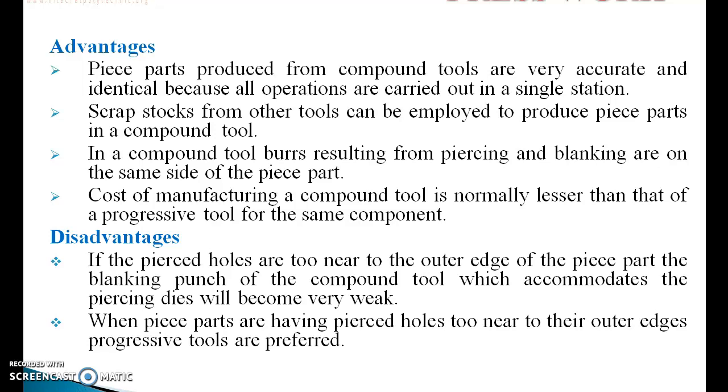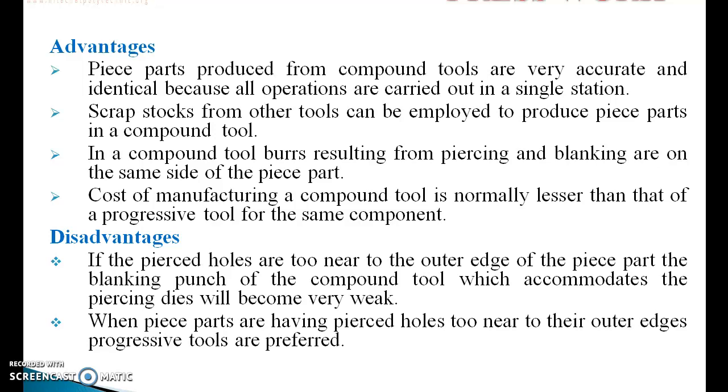Number three, in a compound tool, burrs resulting from piercing and blanking are not on the same side of the piece part. Advantage number four, the cost of manufacturing a compound die tool is normally lesser than that of a progressive tool for the same component, because here in a single stroke of the ram we are able to get two workpieces at a time.